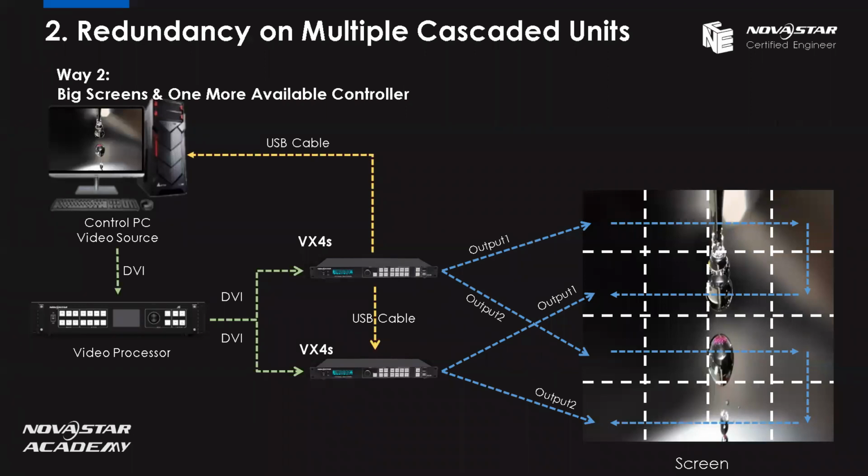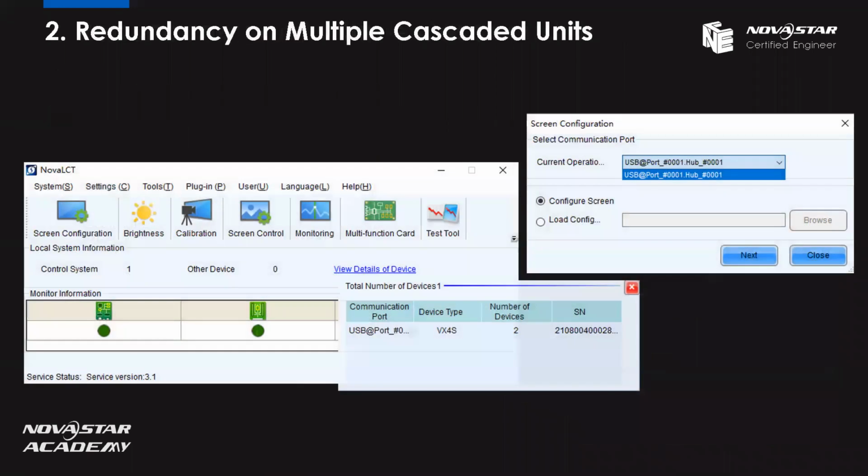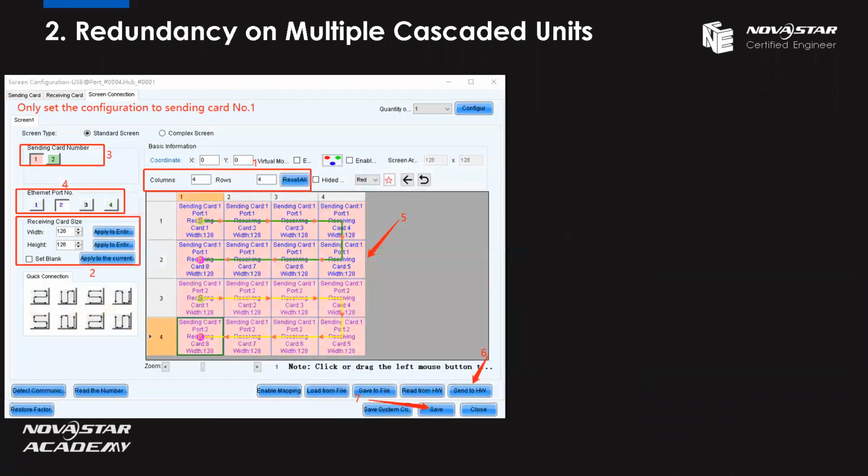Let's see. When we are cascading these units, how can we manage the software? So in the NovaLCT, when we click view details of the device, we will see the control system is one, but two VX4Ss. The number of devices is two. So the same, click screen configuration and click next. Still, the first thing is that we need to make sure the main channel is working perfectly. It's no problem. We have done the basic configuration.